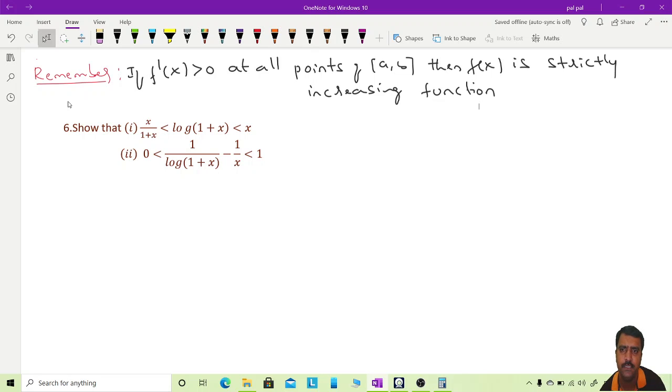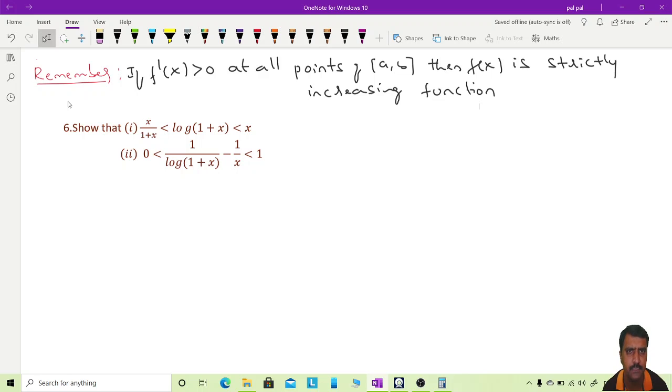So hi everyone. Now I want to discuss some more interesting problems on Lagrange's mean value theorem. Before going to the problem, you remember this result: if f dash of x is greater than 0 at all points of the interval AB, then f of x is strictly increasing.